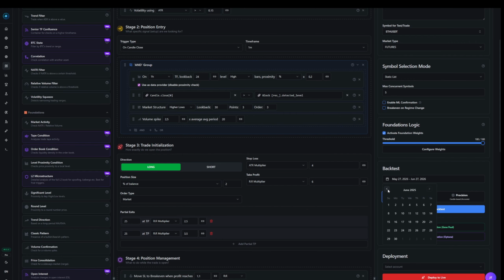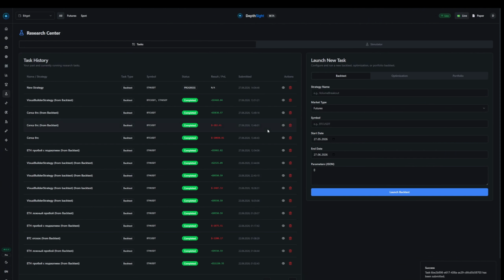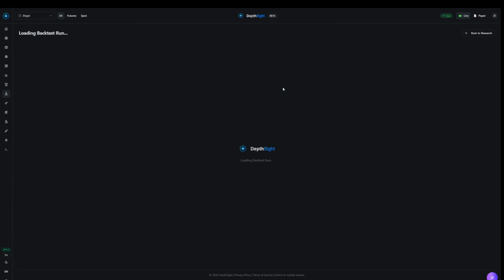Strategy ready? Let's test it on historical data. Set your dates and launch the backtest. Our custom vector engine enables lightning-fast backtesting, processing massive datasets with zero lag. In the Research Center, you get a detailed report for every task, visualizing key metrics on an interactive equity chart.